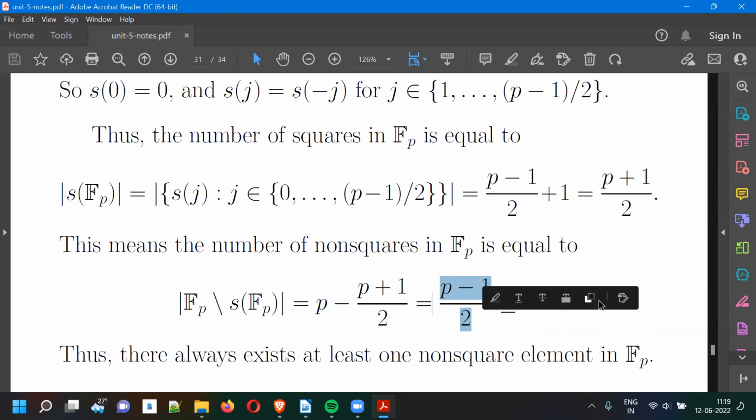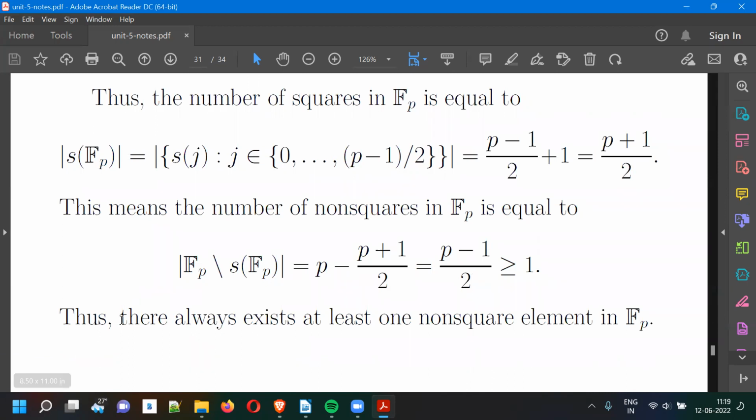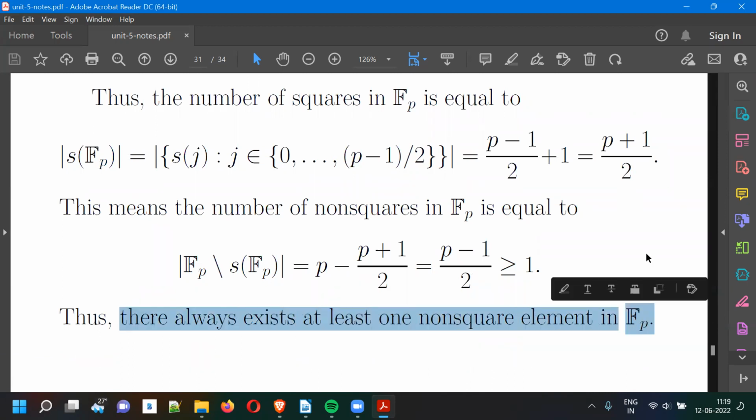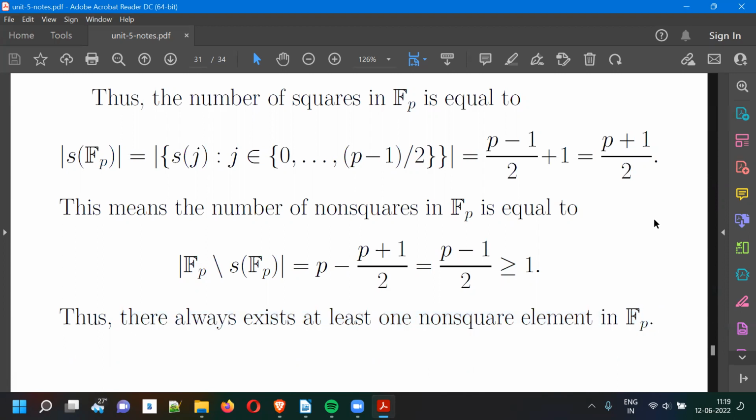Okay, but since P is an odd number, (P minus 1)/2 must be greater than or equal to 1. P is an odd prime, so P has to be greater than or equal to 3 and P is odd. So what does this say? This says that there is always at least one non-square element in FP, and this is what we want. Okay, there is at least one element in FP which is not the square of any element. It is a non-square. And we can conclude that by looking at this and counting the number of squares.